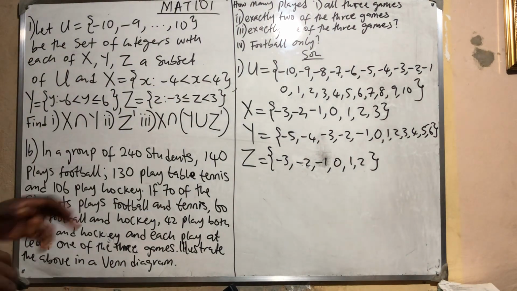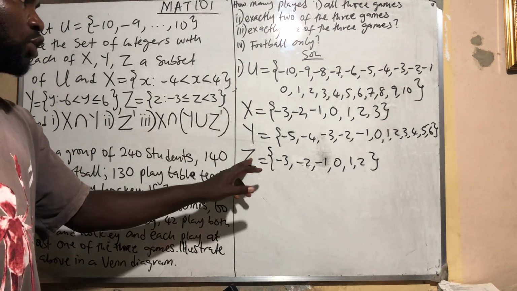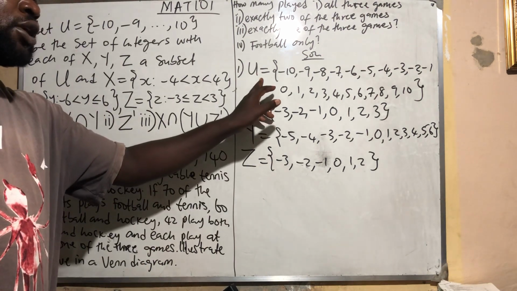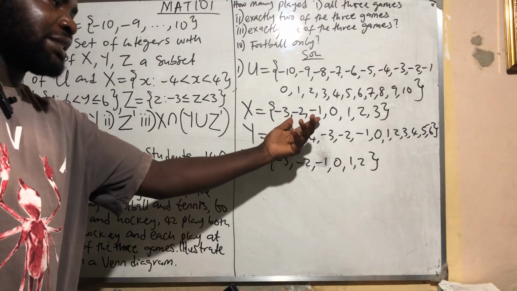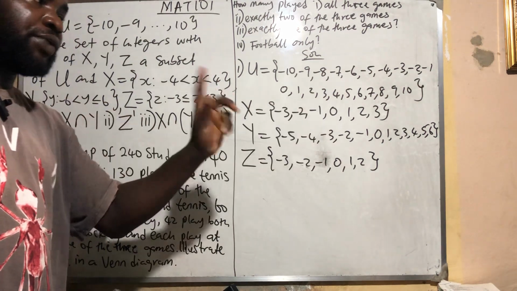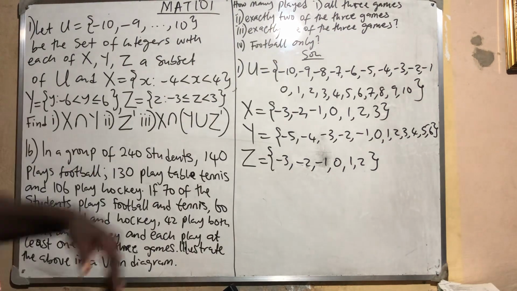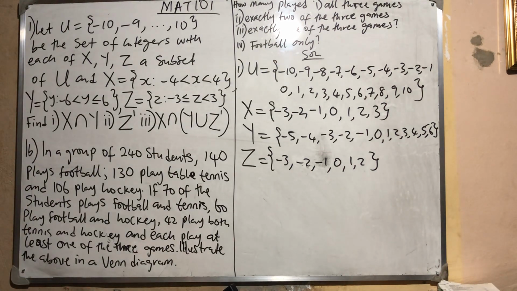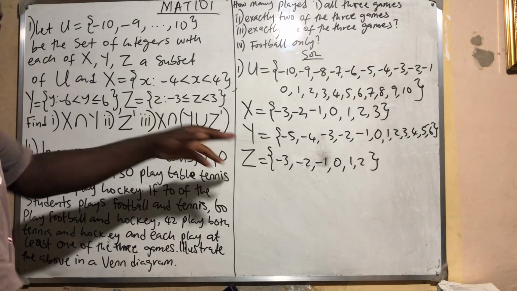And don't forget that they say all these are subsets of the universal set. What does it mean? Anybody that you are getting here, here, and here must equally be found inside here. You have to be very careful. So if you look at that, they can be found there. The first question said that we should list the elements of x, y, z, which I have already listed.